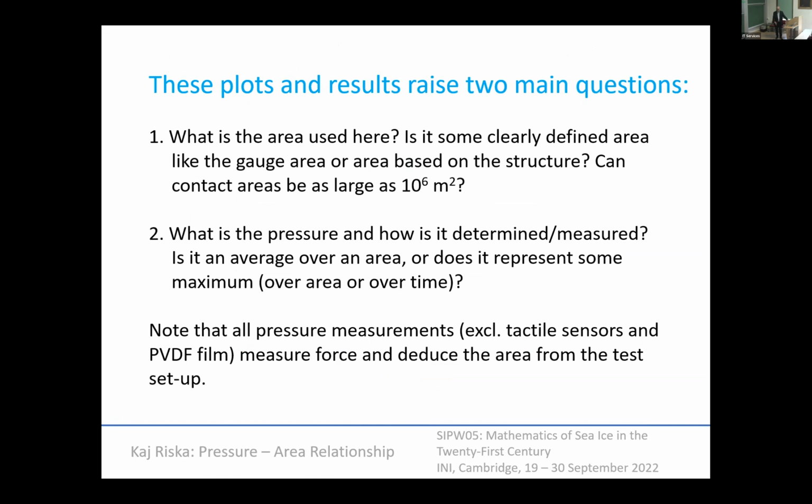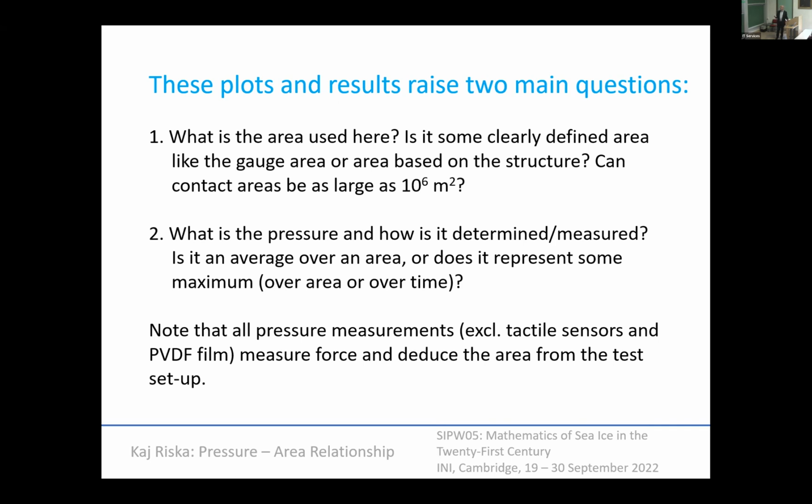They actually sort of put them under the carpet. One is, what is the area used? It is some clearly defined area, but usually it is the gauge area. You use certain gauges and you have an area, and you measure force actually. Most of the pressure measurements measure force. Only so-called tactile sensors and PVDF, polyvinyl difluoride film, react to pressure. And even with tactile sensors, is it force or pressure? It's not clear. But anyway, you measure force and then you have a gauge area.